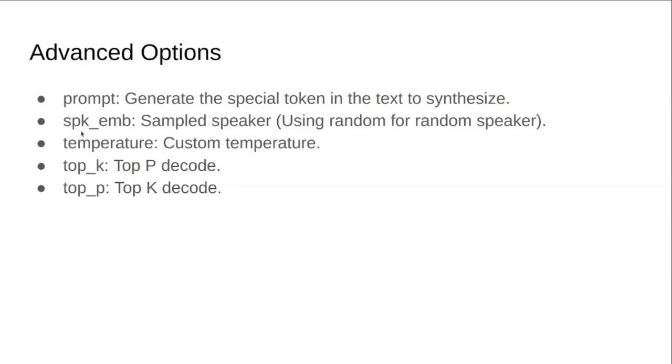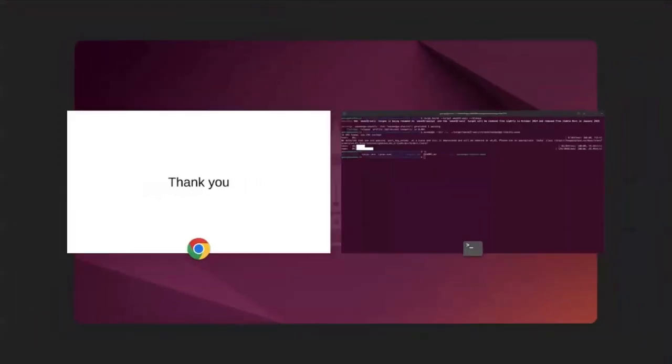Next is spk_emb. It is a sample speaker. You can use it to add a sample speaker. If you pass random, it will randomly generate a speaker. The next 3 parameters, temperature, top K and top P, are for the generating and sampling process. That's the demo. Thank you for listening.